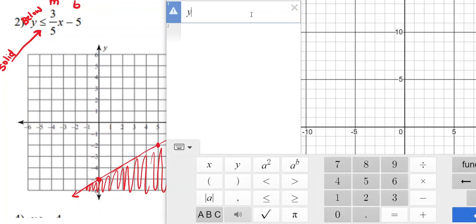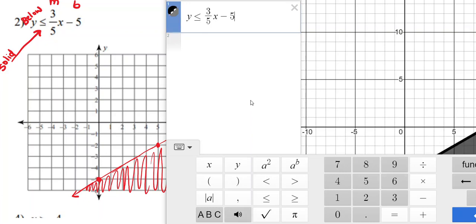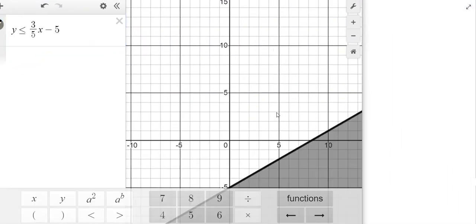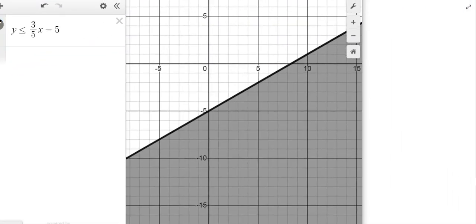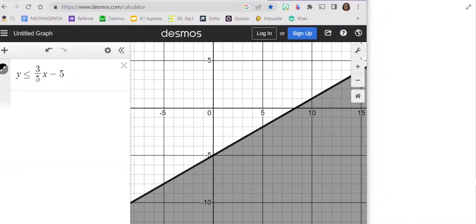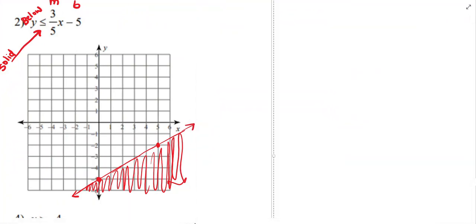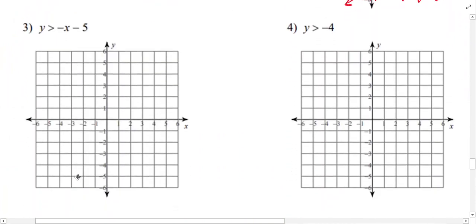Now this one is going to be less than or equal to, right, this button right here, 3/5x minus 5. Let's bring this into view. And there you go. It looks just like the one that we sketched by hand, crossing at -5. All right, let's practice some more by hand. I think you got the gist of it on how to type it into decimals.